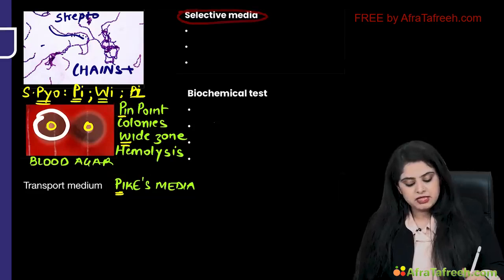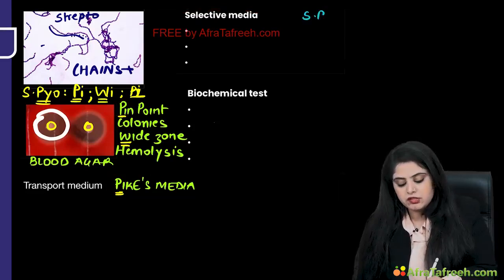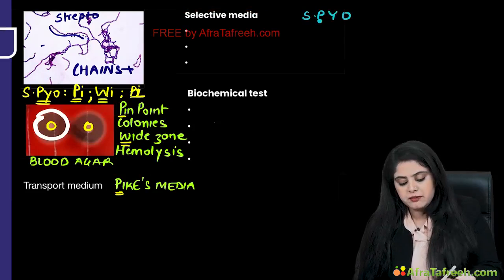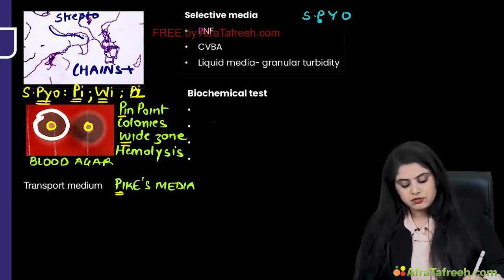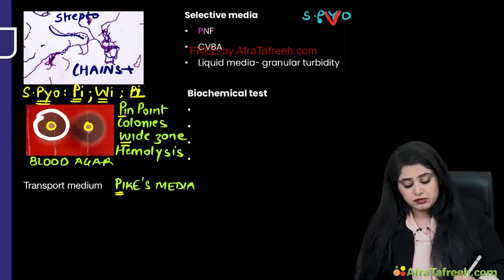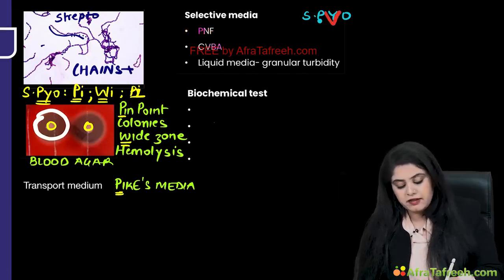Coming to the selective media, for that also you will write Streptococcus pyogenes because P will remind you of the PNF. PNF media for P. Out of the Y, you will make a V because this is the most important. Crystal violet blood agar.